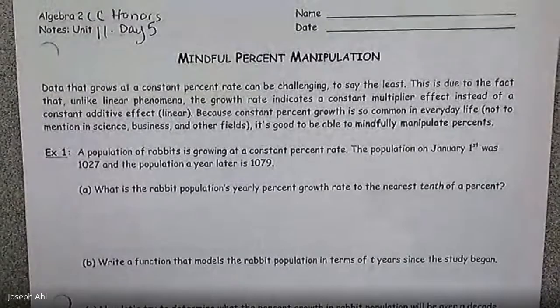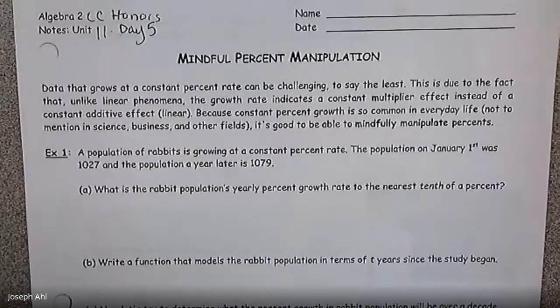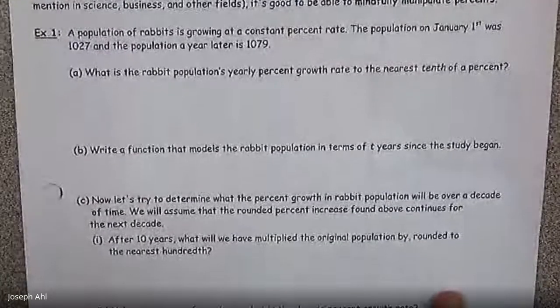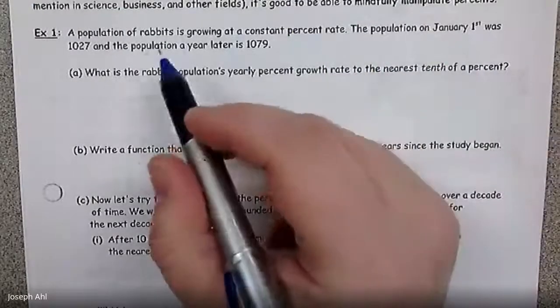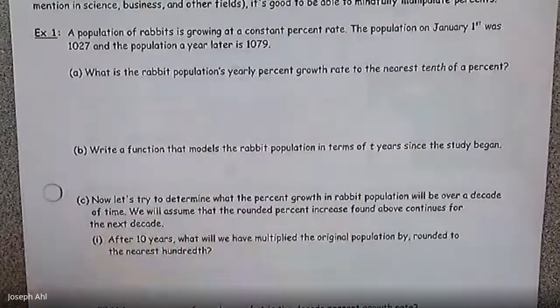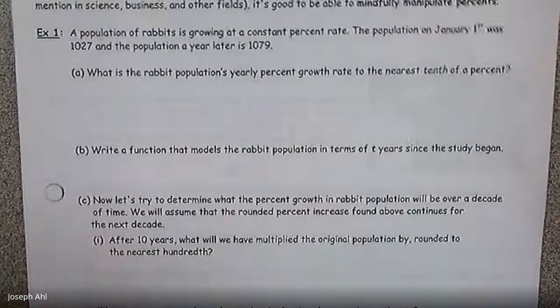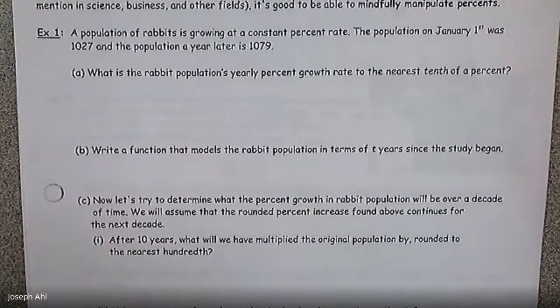Okay. So continuation of our discussion here of changing up some rates and how that affects what the overall equation looks like. We're going to consider an example where we have a population of rabbits, okay? So in example 1, a population of rabbits is growing at a constant percent rate. The population on January 1st was 1,027, and then a year later it's 1,079. And the question is, what is the rabbit population's yearly percent growth rate to the nearest tenth of a percent?